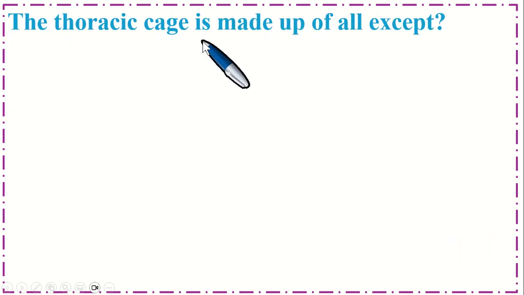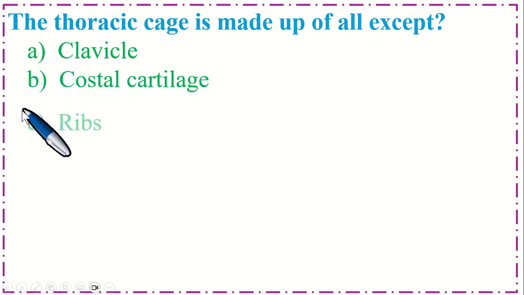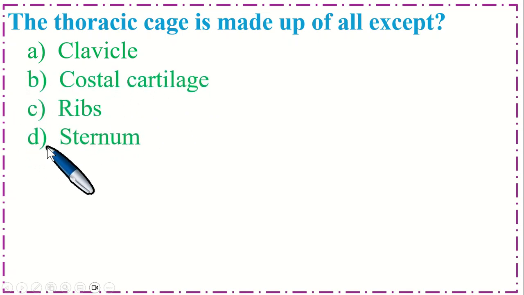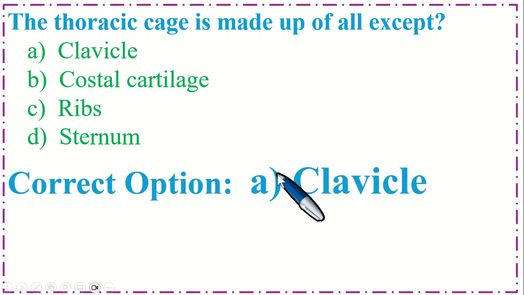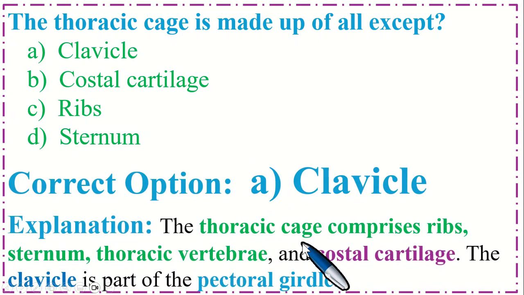The thoracic cage is made up of all except option A clavicle, B costal cartilage, C ribs, and option D sternum. So the correct option is A clavicle. The thoracic cage comprises ribs, sternum, thoracic vertebrae, and costal cartilage. The clavicle is part of the pectoral girdle.